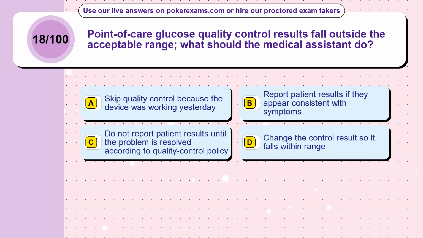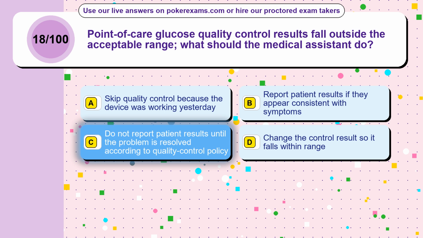Question 18. Point-of-care glucose quality control results fall outside the acceptable range. What should the medical assistant do? Option A. Skip quality control because the device was working yesterday. Option B. Report patient results if they appear consistent with symptoms. Option C. Do not report patient results until the problem is resolved according to quality control policy. Option D. Change the control results so it falls within range.